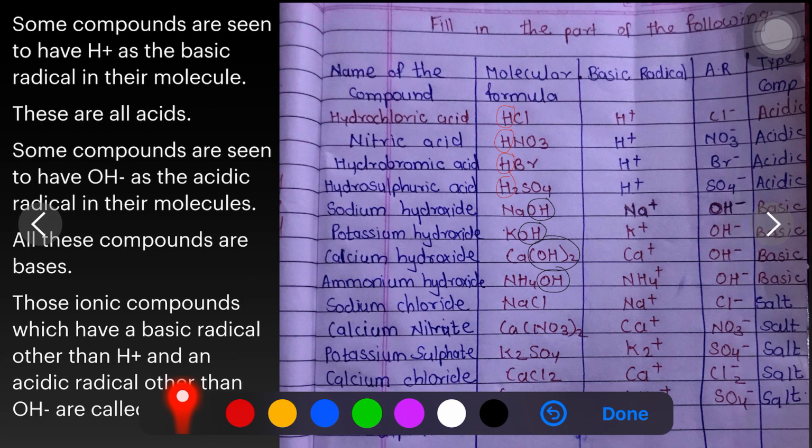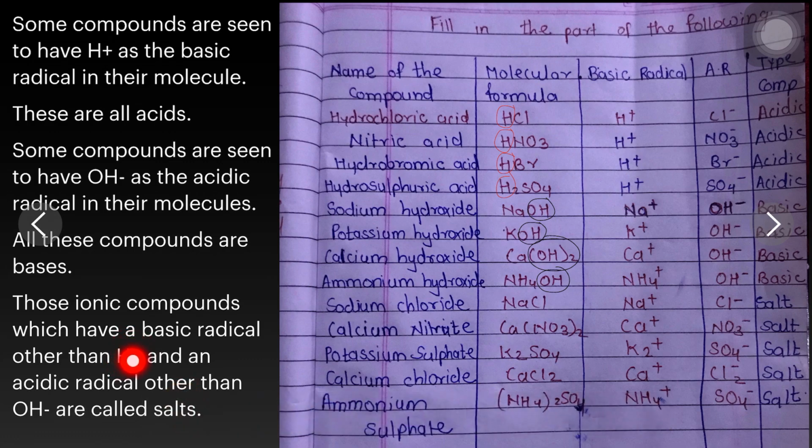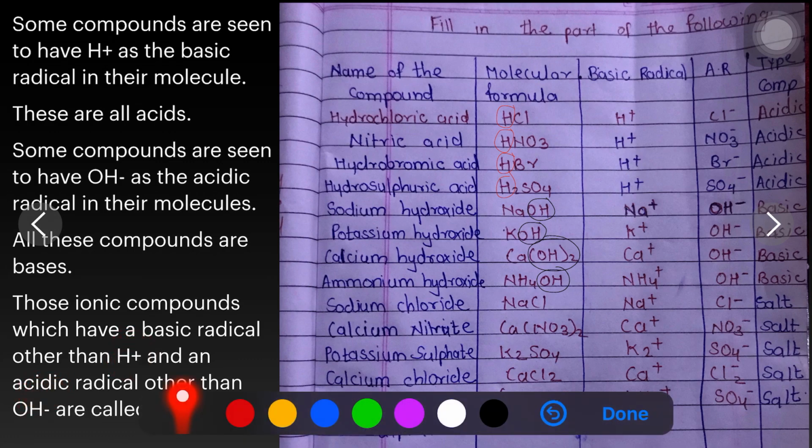Are you getting it, students? The compound which has H in its molecular formula is acidic. If the compound has OH- in its molecular formula, that means it's a base. And if the compound has neither H nor OH, that means the compound is a salt.